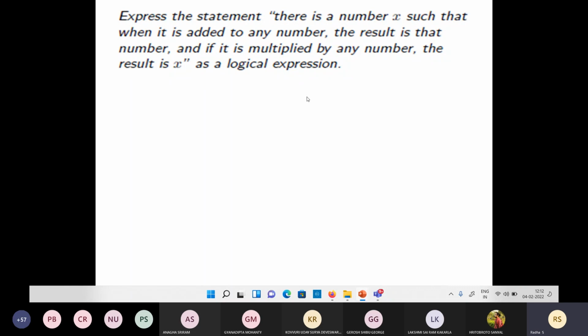Express the statement. There is a number x such that when it is added to any number, the result is that number. And if it is multiplied by any number, the result is x. As a logical expression. Can you try?